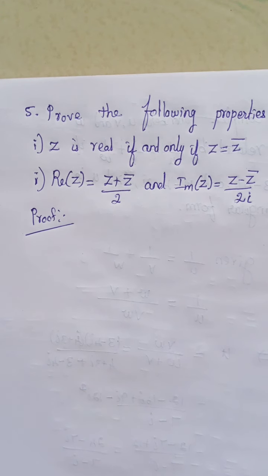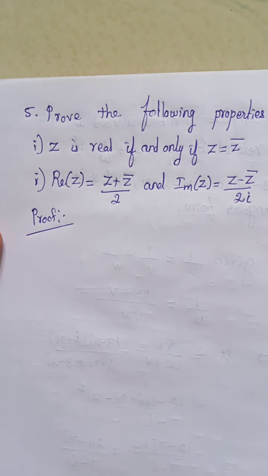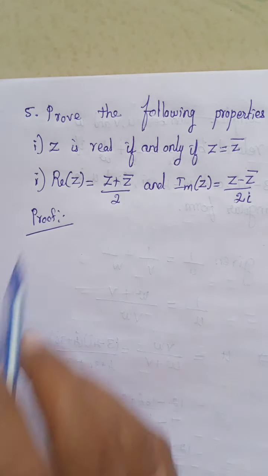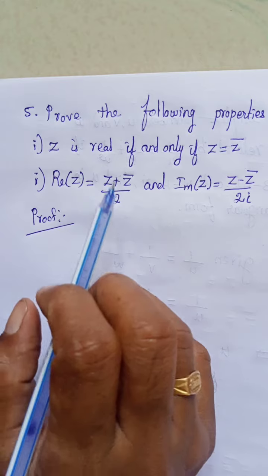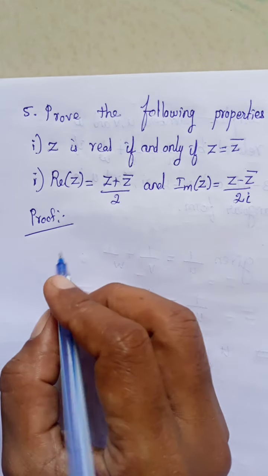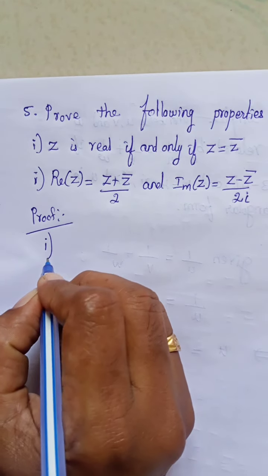Now problem number 5. Prove the following properties. Subdivision 1: Z is real if and only if Z is equal to Z bar. And the second one is real part of Z equal to (Z plus Z bar) by 2 and imaginary part of Z is equal to (Z minus Z bar) by 2i. All this we have learned in the properties. Here they have asked us to prove. Easy only.